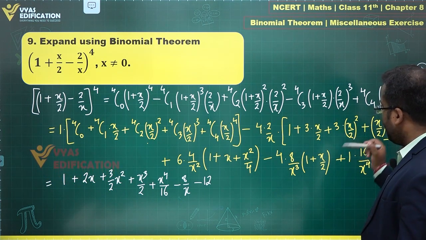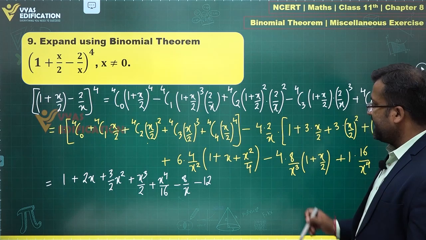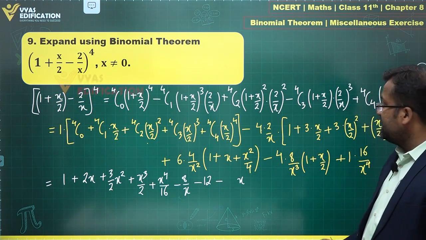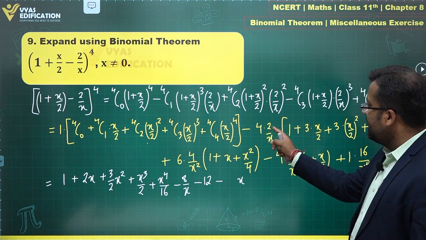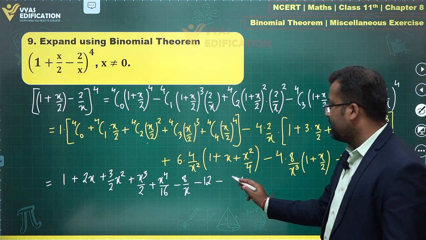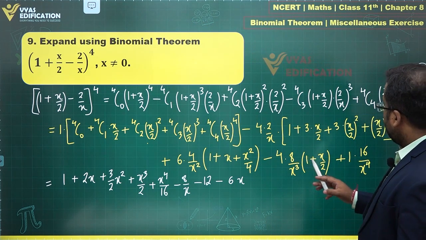Next, you have x square upon 4. Here you have an x, so this term will have an x over here. And what will be the coefficient of this x? Let's take a look at this. This is 3 upon 4. This is 8. So this will become 8 times 3, 24 upon 4, which is 6. 6x.